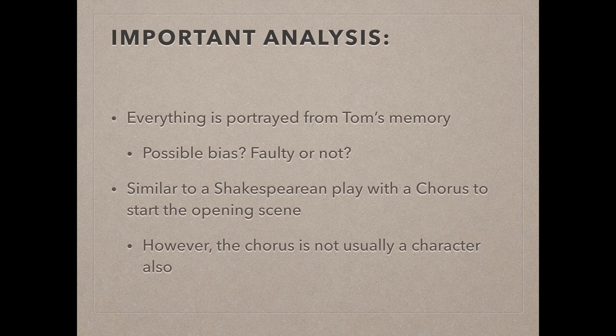The key here is, if you're going to summarize what the important part of the scene would be, is it going to be biased or not? So is what you just saw in scene one and two completely accurate? Of course, if Tom is telling the story, where's Tom? If Tom was not present to see all this, he has to get it secondhand. So you have to wonder how accurate it really is to begin with. There's a comparison made to Shakespearean plays about a chorus coming out, but this time the chorus is not actually a character in the play.